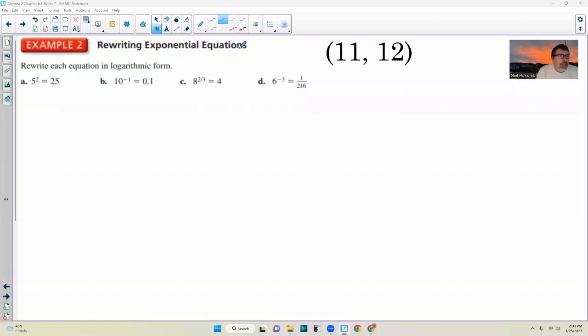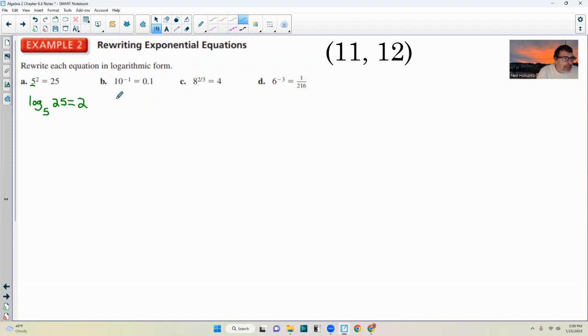Okay, so now we're going to rewrite exponential equations. We're going to rewrite each equation in logarithmic form. So this is an exponential form, and we're going to put it into logarithmic form. So 5 squared equals 25 is a true statement. Our base is 5. So the first thing you're going to do is write the word log. And since our base is 5, that's our little number that goes down as a subscript. So it's the log base 5 of what's on the other side of the equal sign equals your power. So log base 5 of what it's equal to is equal to the power. It's pretty simple once you do a few of them.